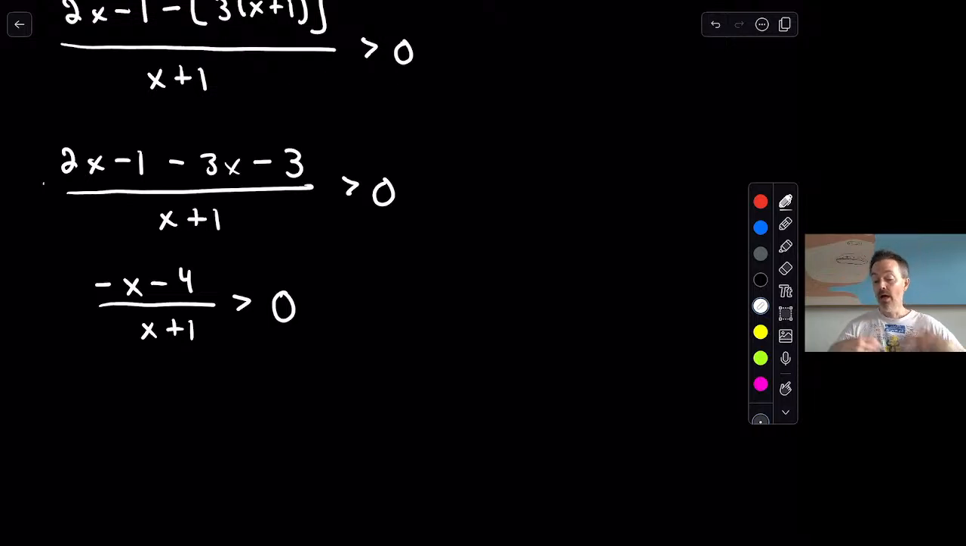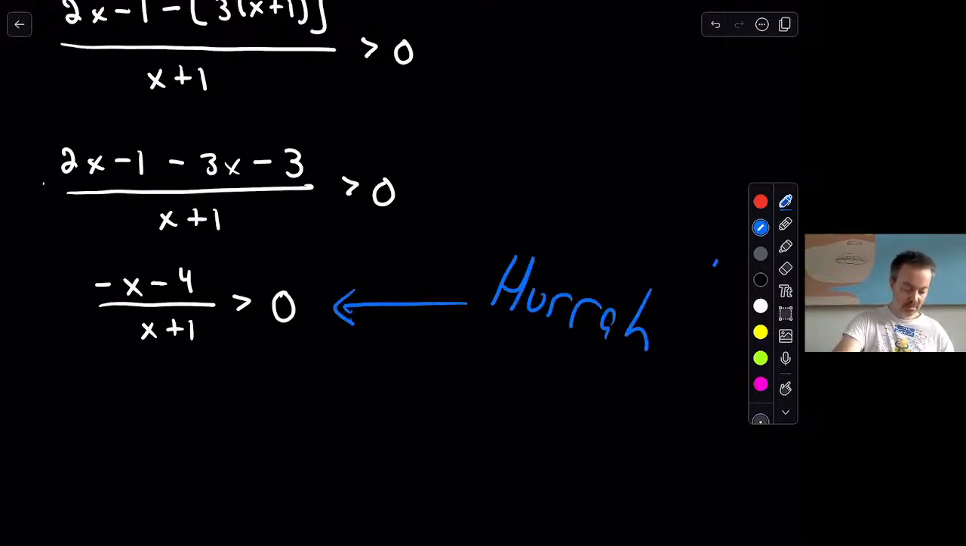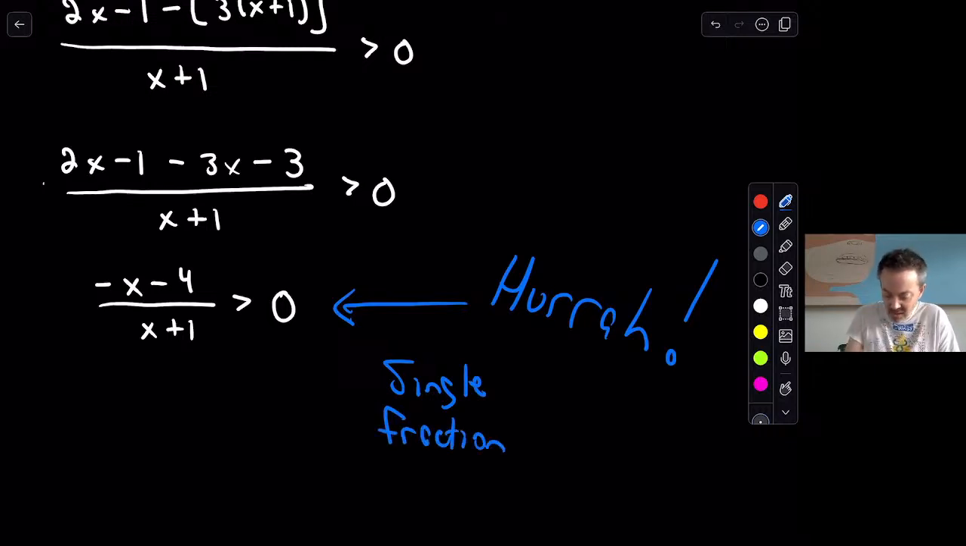So this is what we want. We want a single fraction, and then we want some type of inequality, less than, or equal to. I don't care. You want a single fraction, some sort of inequality, and you want 0. That is the goal. So that's usually going to be most of the work, honestly, I think.